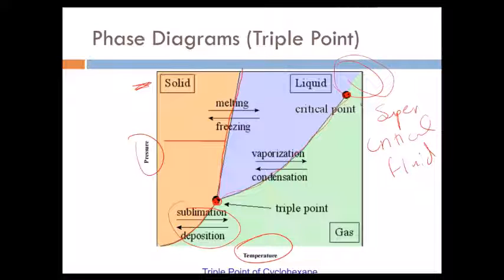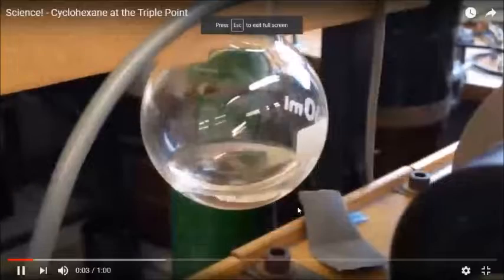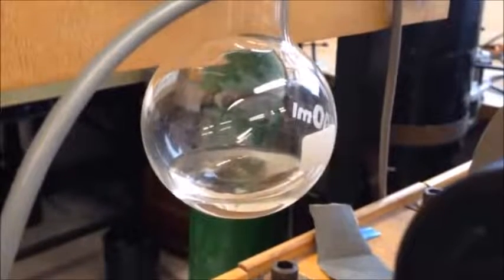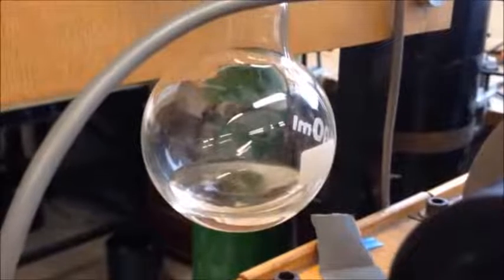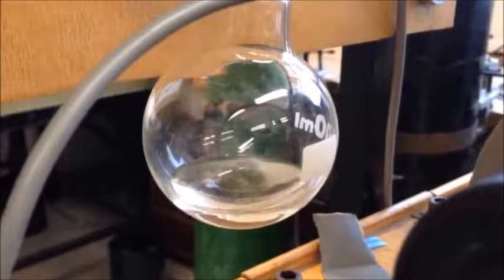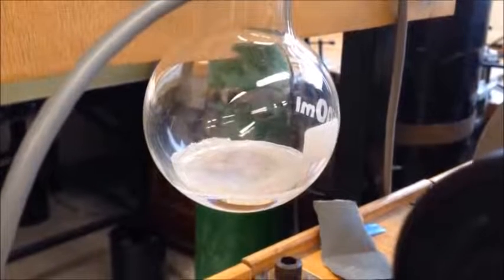But I do want to show you the triple point of cyclohexane, so I think I have to reshare here, so give me a second. All right, so in the flask is cyclohexane, and they're using a vacuum to lower the pressure right now to get it to the triple point, and keep it at the right temperature and the pressure's right at the triple point. Now it's turning into a solid.